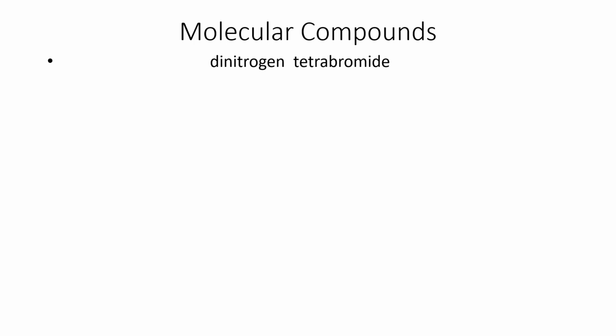So we're not going to write ions, but first element that we have is nitrogen. How many of them do we have? Well, we're going to have 2 of them. We figured that out from the di prefix out in front. Second element, bromide, well, that's really from bromine. How many of them do we have? Well, the tetra in front tells us that tetra is a prefix for 4. So our formula will be N2Br4, dinitrogen tetrabromide. 2 nitrogens, 4 bromines.